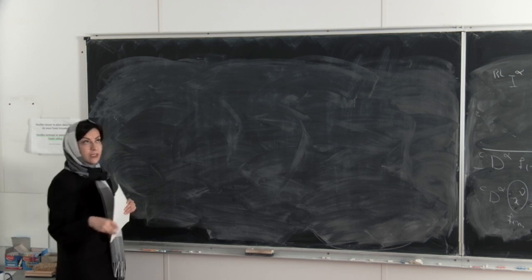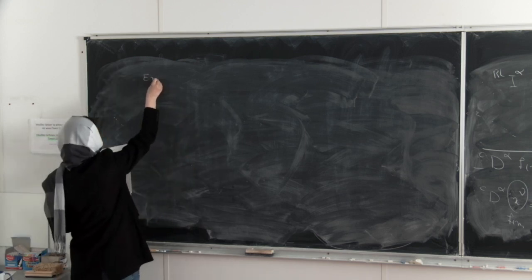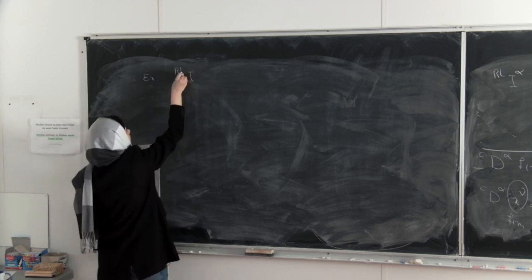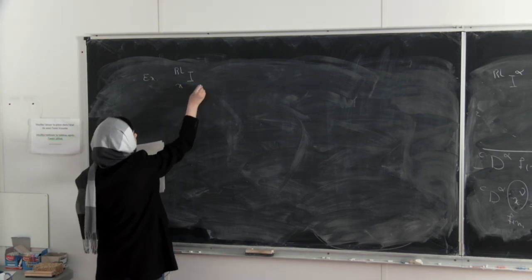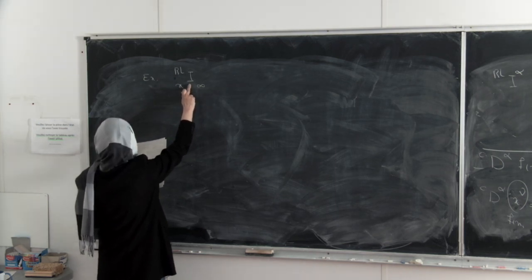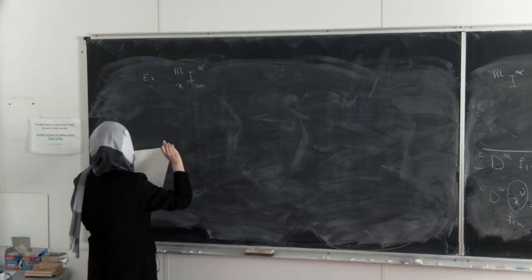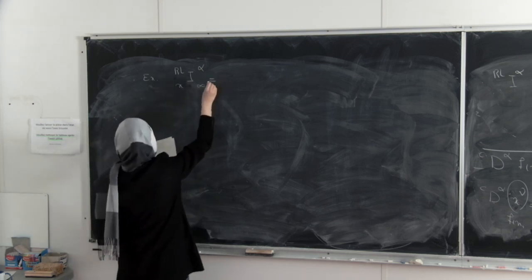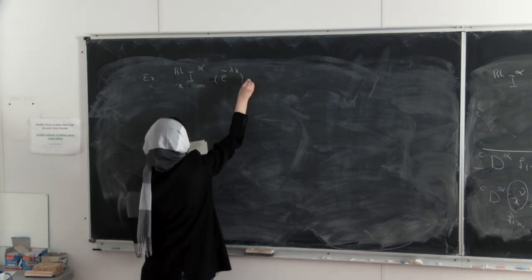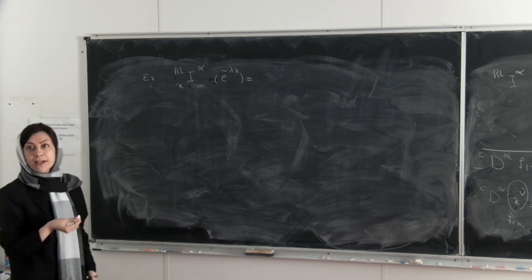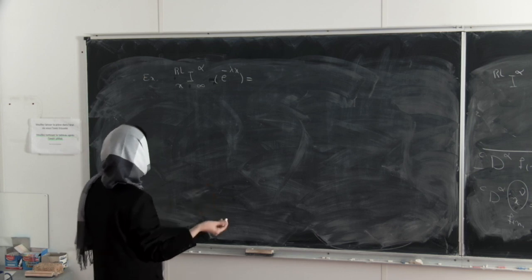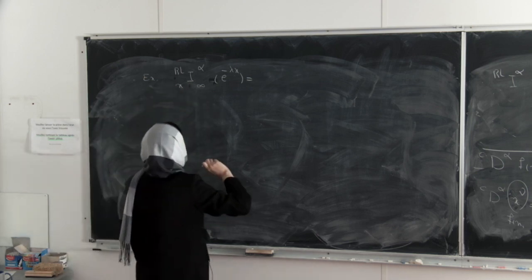For example, we want to find the Riemann-Liouville fractional integral of order alpha of this function, e to the minus lambda x. We want to find it from the definition of the right-sided Riemann-Liouville integral of order alpha.